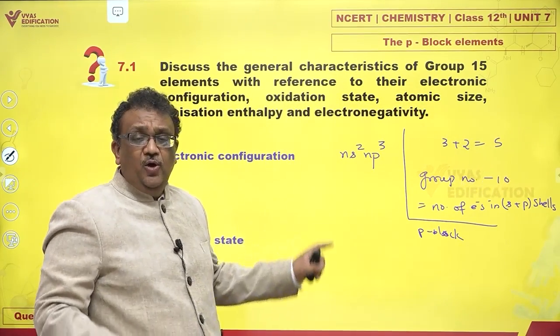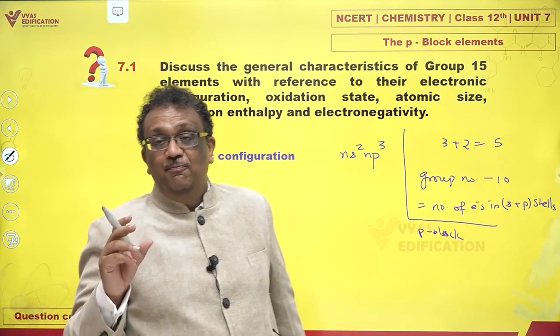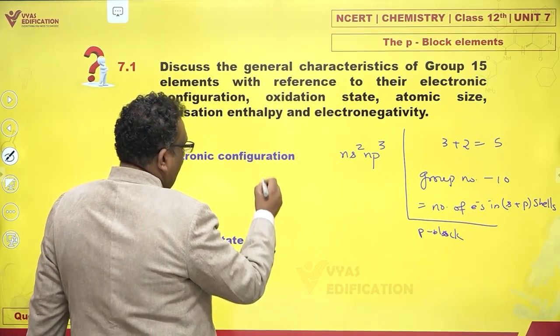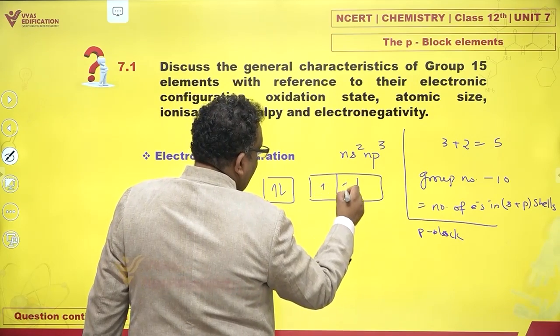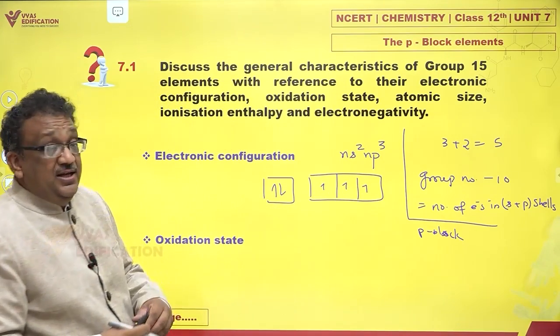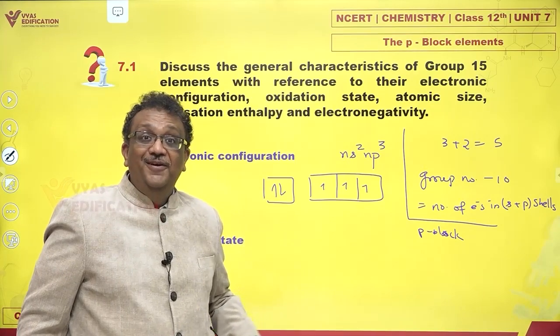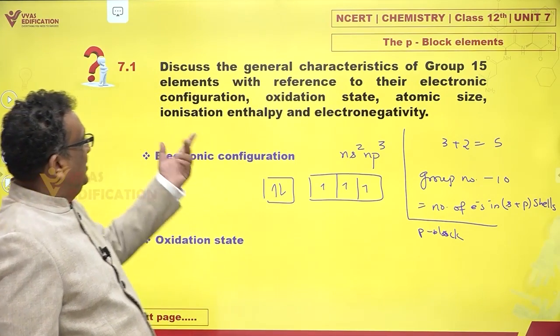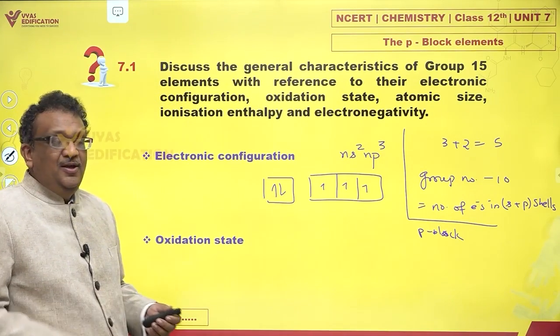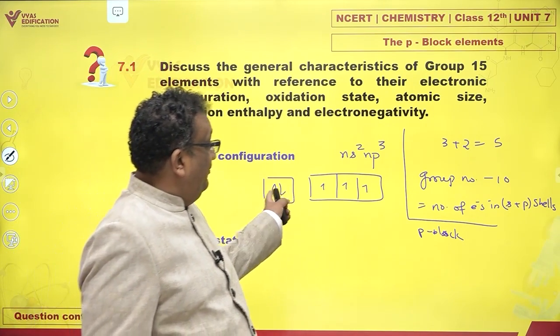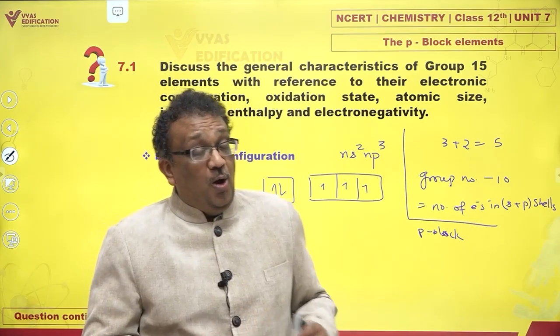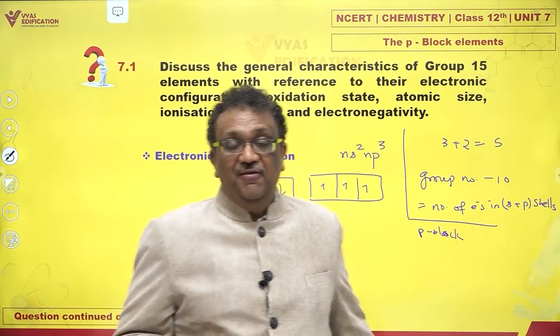So electronic configuration is ns2 np3, and if you make a box diagram, this is the way it looks like. Pay very special attention. It has a special characteristic, extra stability of half-filled p orbitals. What about oxidation states? Oxidation states are again very interesting because it has 5 valence electrons. One common oxidation state is plus 5.